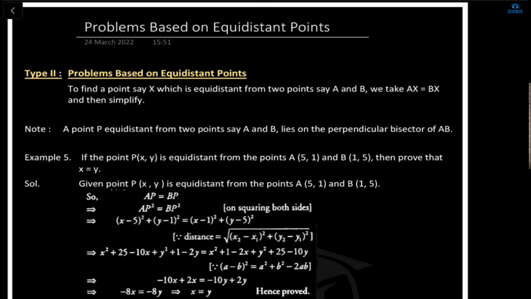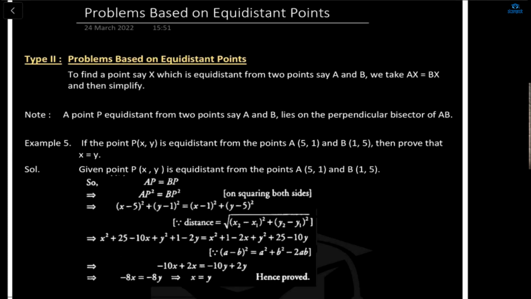Okay, you have to find the point X which is equidistant from A and B. So how can we solve it? Obviously, if it is equidistant, that means AX will be equal to BX. Now always remember this. Note that a point P equidistant from two points A and B lies on the perpendicular bisector. This point P will lie on the perpendicular bisector of AB.